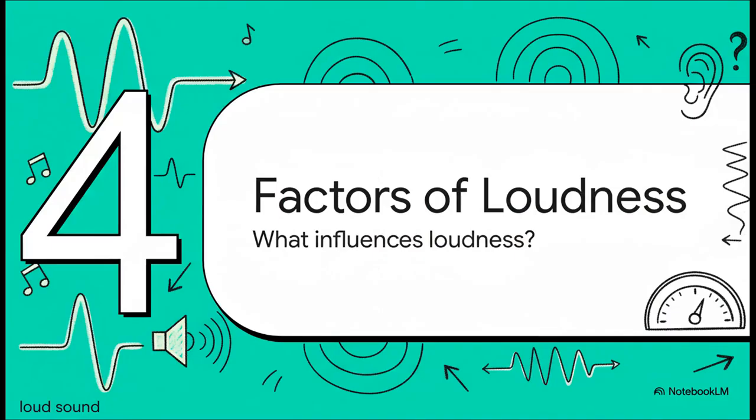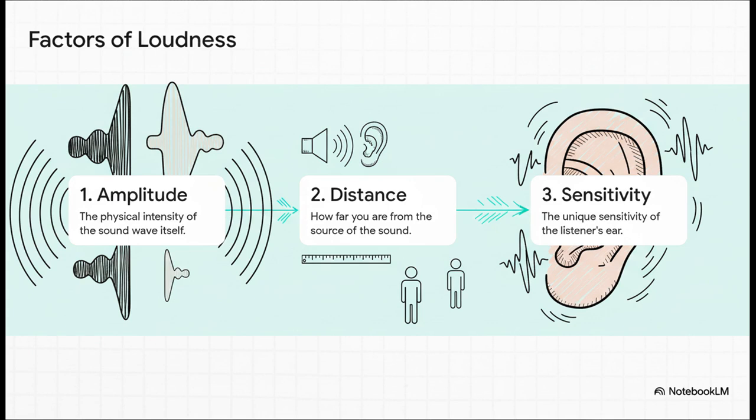So you're probably thinking, okay, got it. High amplitude equals loud sound. Easy enough. And you're mostly right. But as it turns out, amplitude isn't the only thing that affects how loud we perceive a sound. There are actually 3 main factors at play here. Number 1, and the most important, is the physical amplitude of the wave itself. Number 2 is how far you are from the thing making the sound. And number 3 is a little more personal: the sensitivity of your own ears.